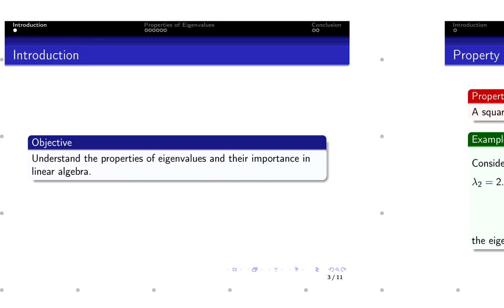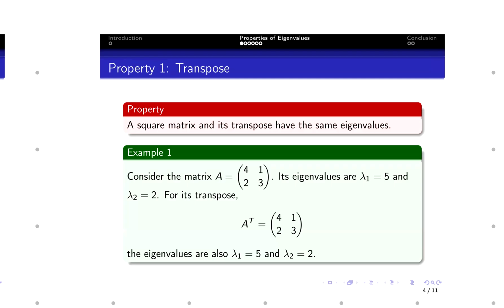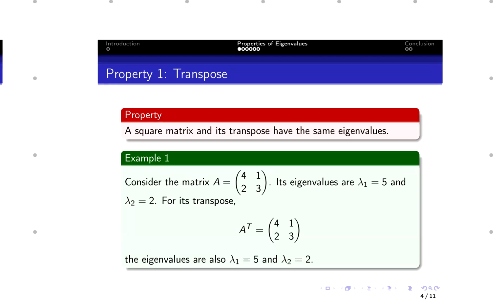The first property relates with the idea of transpose. It says that a square matrix and its transpose have the same eigenvalues. So if you consider the matrix A, which is 4, 1, 2, 3, its eigenvalues are lambda 1 equals 5 and lambda 2 equals 2.